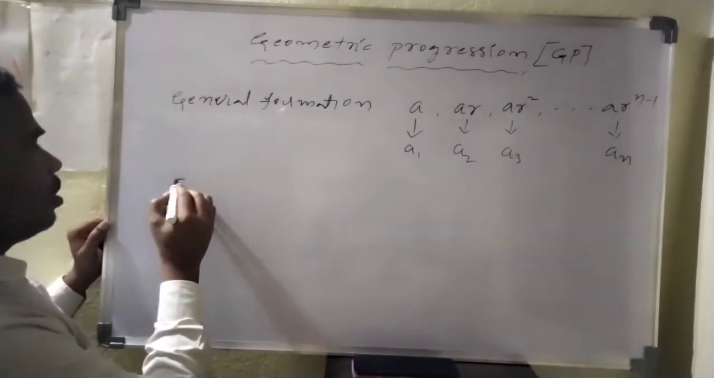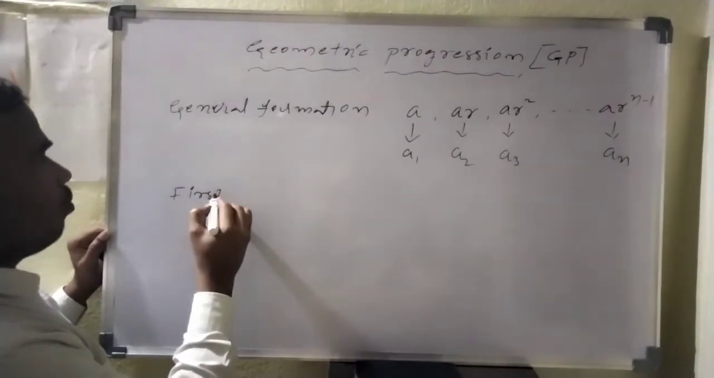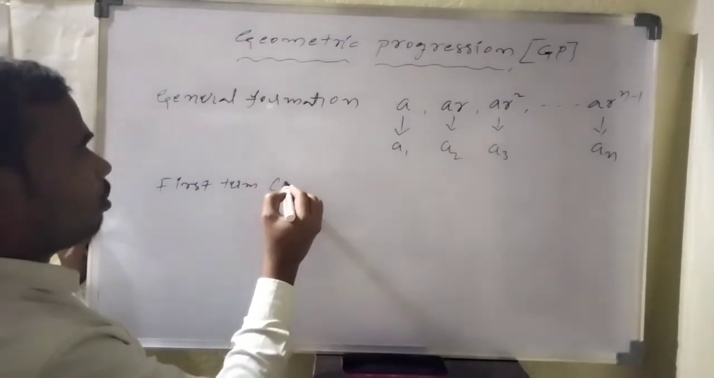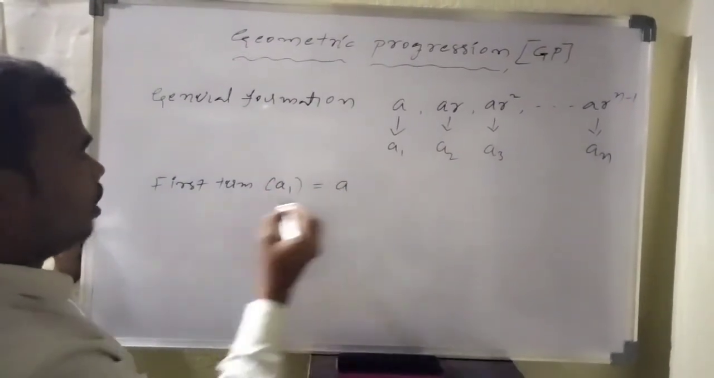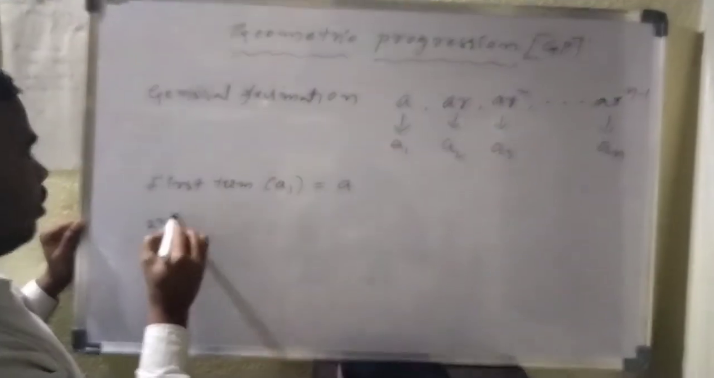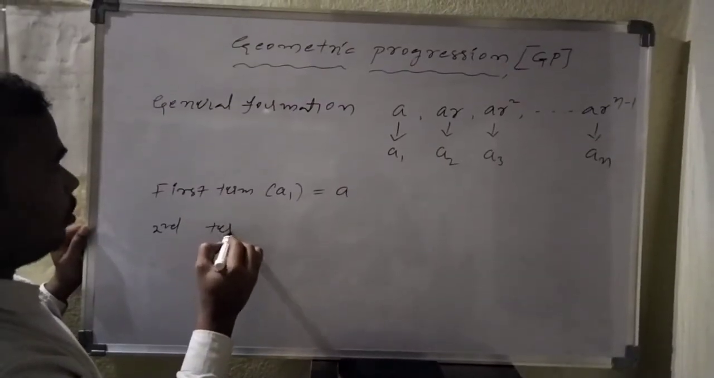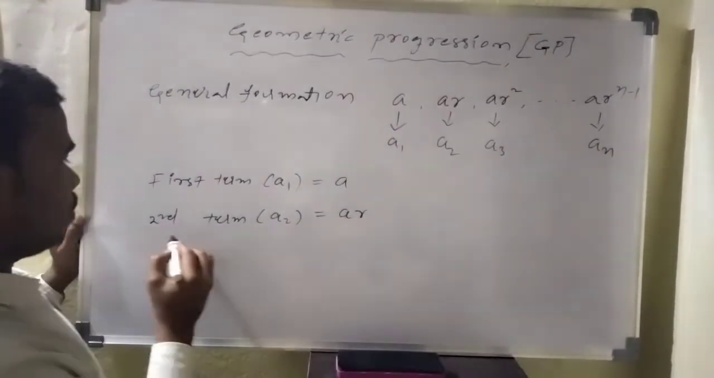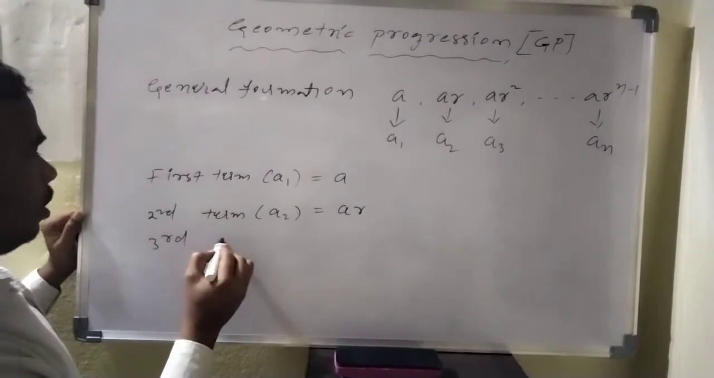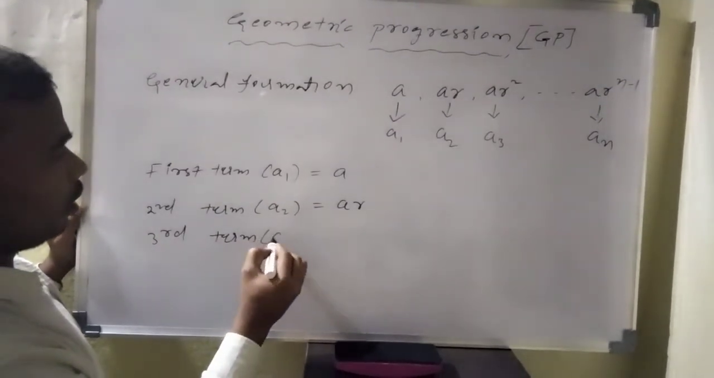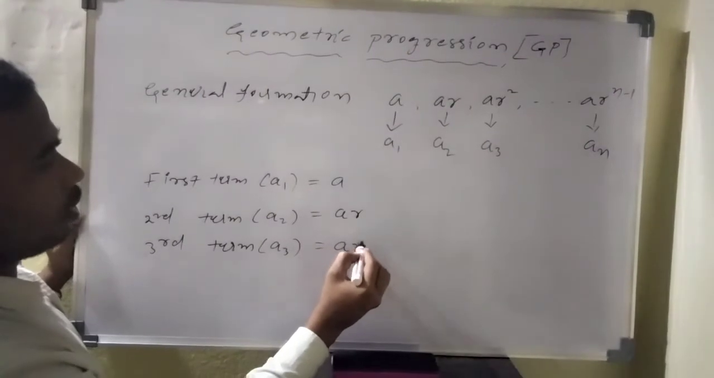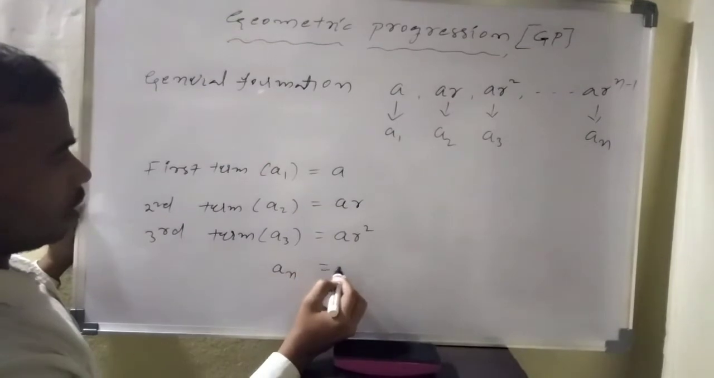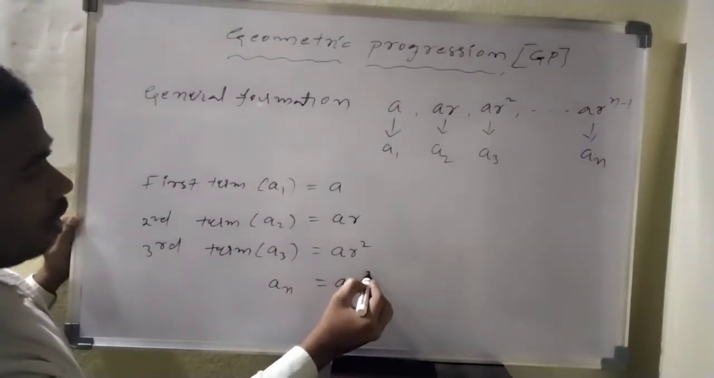So the first term is represented by a1, that is equal to a. The second term is represented by a2, that is equal to ar. The third term is represented by a3, that is equal to ar square. So the nth term an is equal to ar to the power of n minus 1.